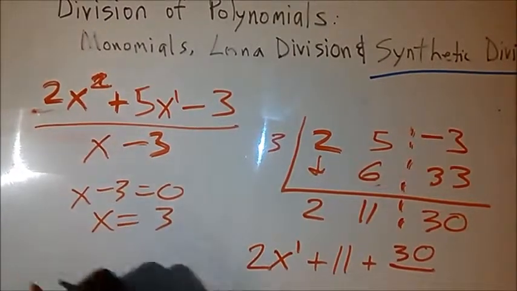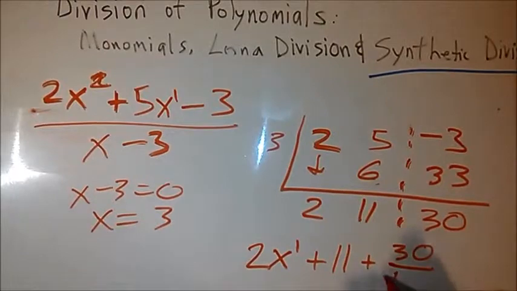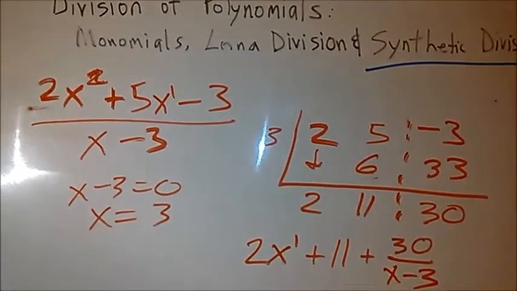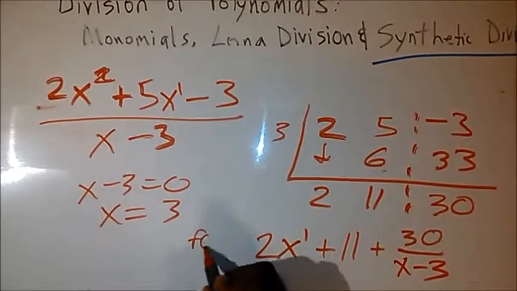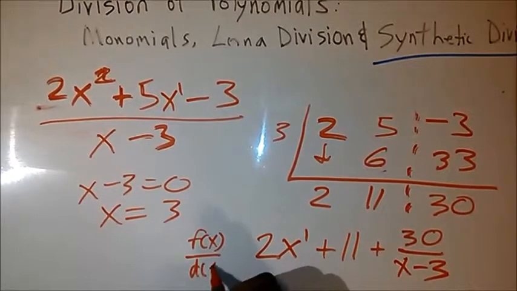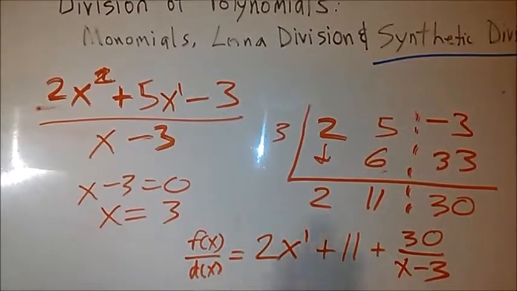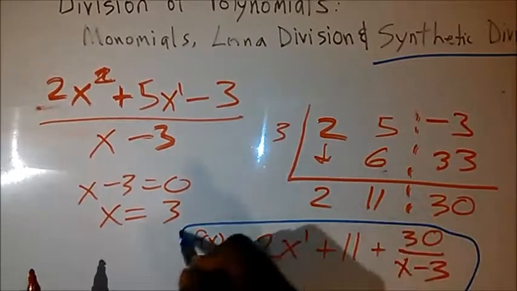We look at this, we change it back to this form, the x minus 3 form. That's going to be our answer. f of x over d of x is equal to this.